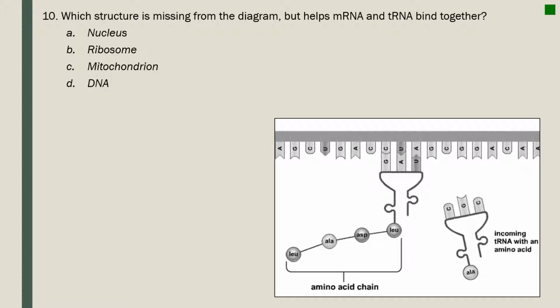10. Which structure is missing from the diagram but helps mRNA and tRNA bind together? A. Nucleus. B. Ribosome. C. Mitochondrion. D. DNA.